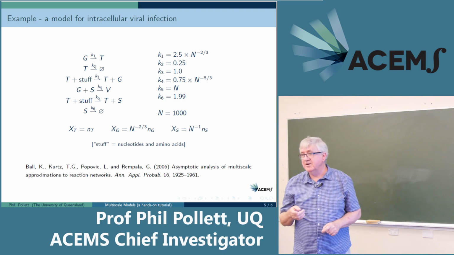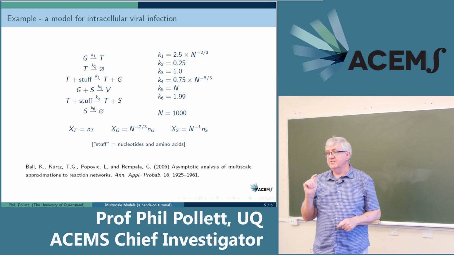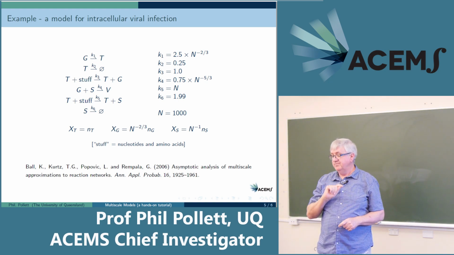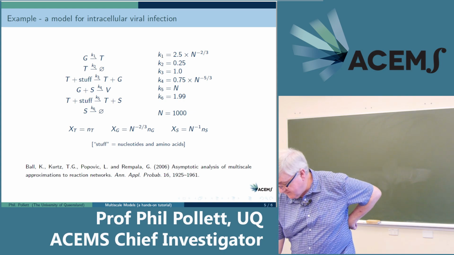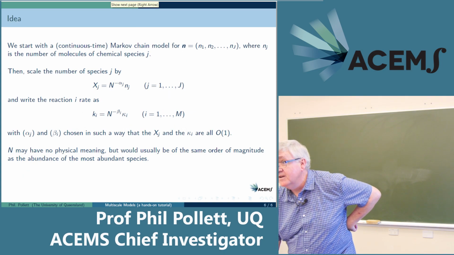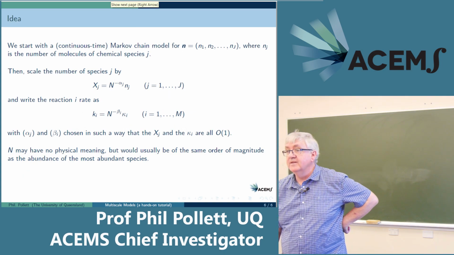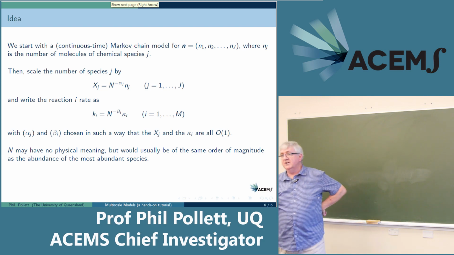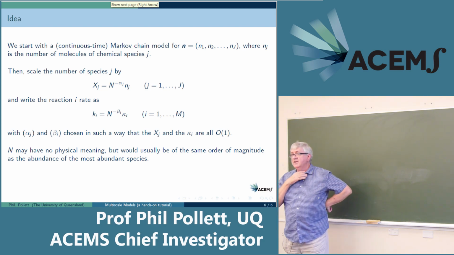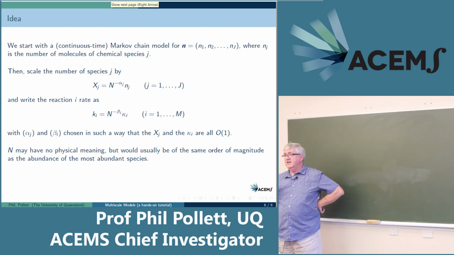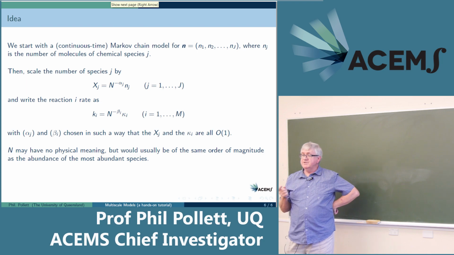I warmly recommend you to look at this paper. I'm not going to say much more about this model. We'll be working at a much simpler one in a minute. So this is the basic idea. We start off with a Markov chain model in continuous time. So the state vector n here is the numbers of individuals of the various species.